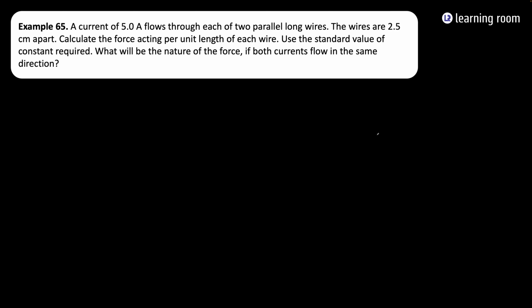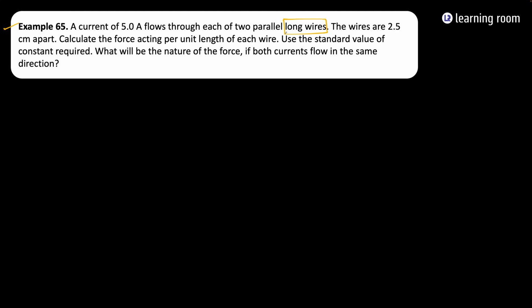So look at the first problem. A current of 5 ampere flows through each of two parallel long wires. The wires are 2.5 centimeter apart. Calculate the force acting per unit length on each wire. Use the standard value of the constant required, that is mu naught, 4π × 10 power minus 7. What will be the nature of force if both currents flow in the same direction?